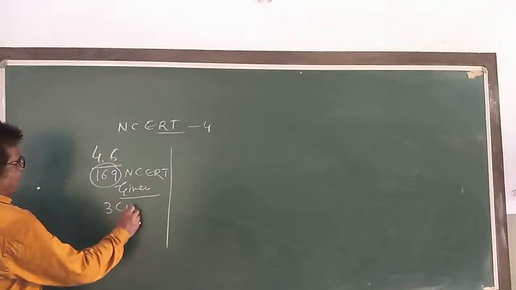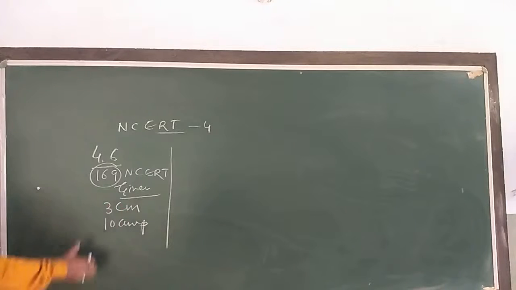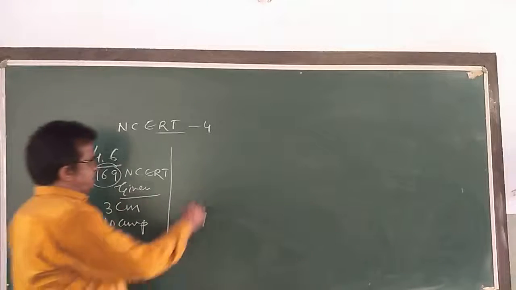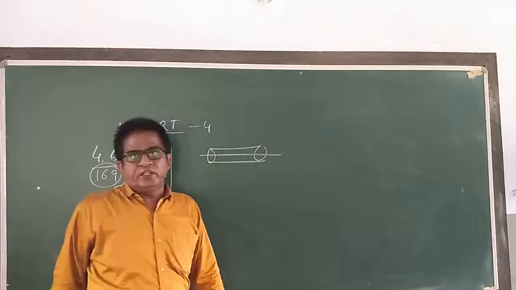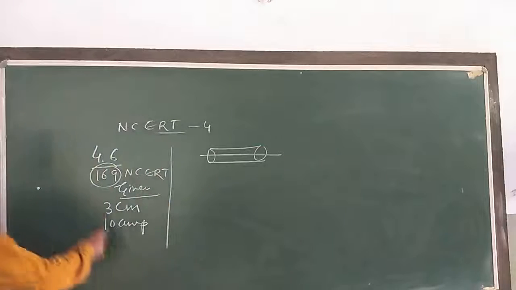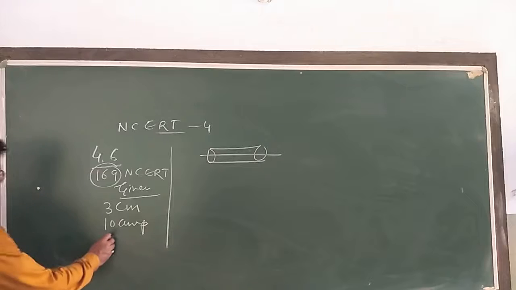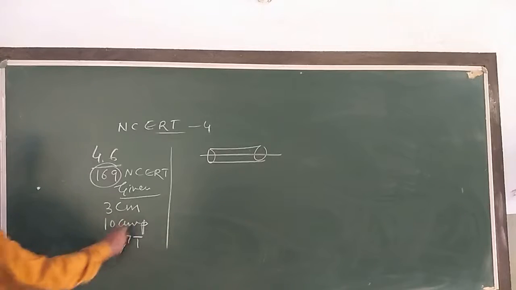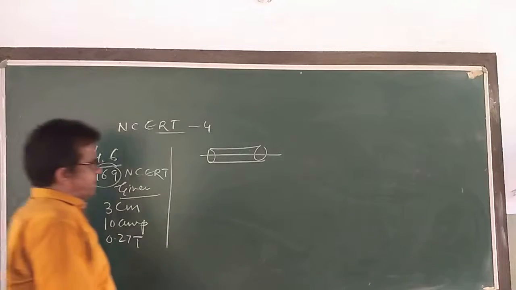Length of the wire is given, current is given, 10 ampere, is placed inside a solenoid. A wire is placed in a solenoid like this, and the current is passing perpendicular to its axis. The magnetic field inside the solenoid is given by 0.27 Tesla. What is the magnitude of magnetic force on the wire?